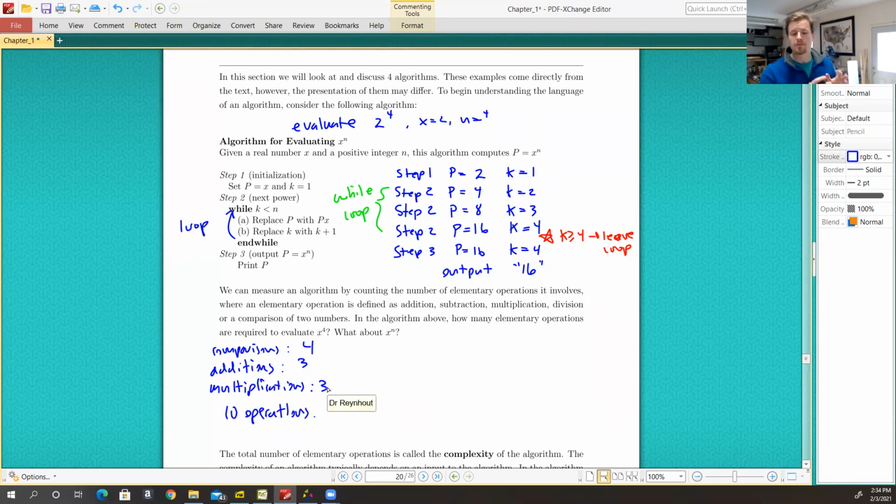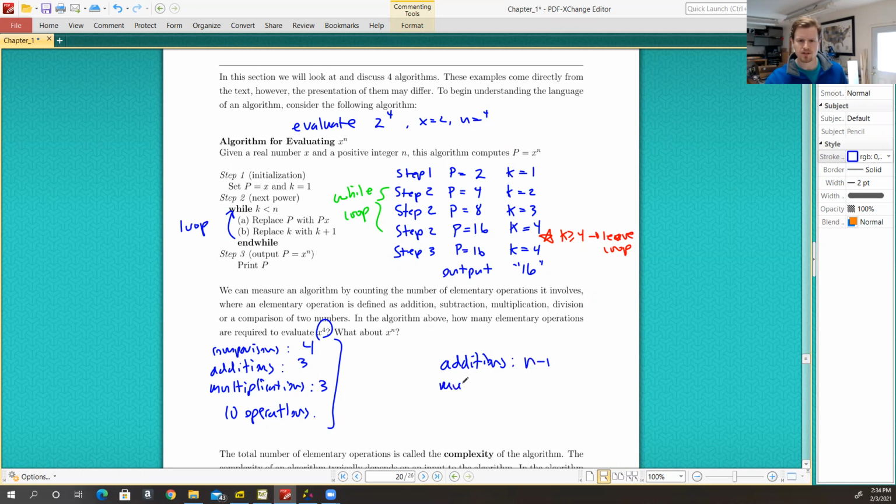Excellent. And so that's for x to the 4th. What about x to the n? Okay, well, we did 2 to the 4th, but what about x to the n? Well, again, when we did 2 to the 4th, we had to run through step 2 3 times, so n minus 1 times. So for additions, we would do n minus 1 of them because we would have to increase k n minus 1 times to get it all the way to n.